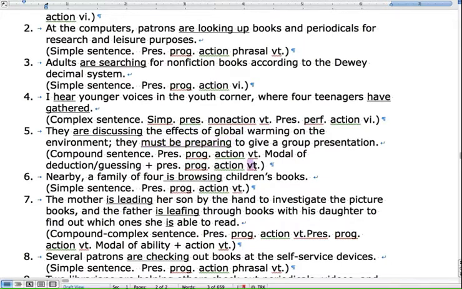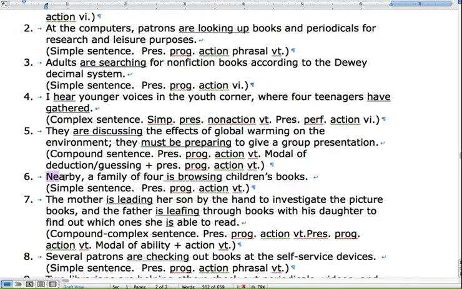Now, is it transitive? Yes, it is transitive because they are preparing something, right? They must be preparing to give. This is the object in the infinitive form. So objects can be nouns, pronouns, infinitives and infinitive phrases, and sometimes gerund phrases.